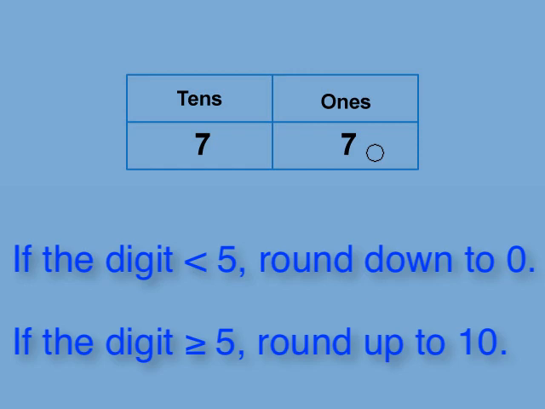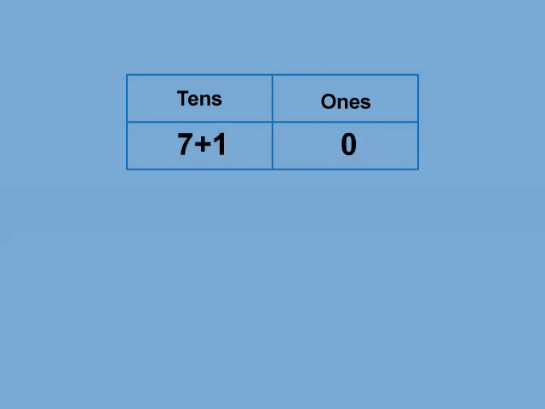Here's what this means. The digit in the ones place becomes 0. And we add 1 to the digit in the tens place, as shown here. Combining the 2 digits in the tens place, we get 8. So 77, rounded to the nearest tens place, is 80.